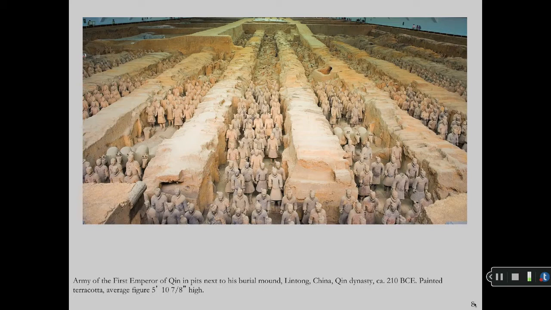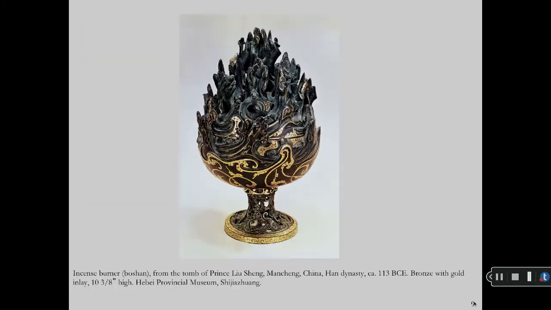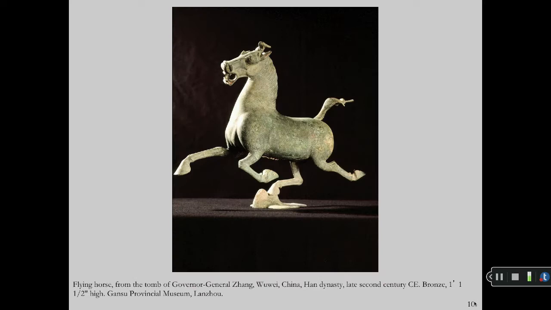Painted terracotta army of the first Emperor Qin. Han incense burner with historical scenes which include a Han hero attempting to assassinate the first Emperor Qin. Han Dynasty flying horse with one foot on a swallow, suggesting the deceased's heavenly journey to the afterlife.